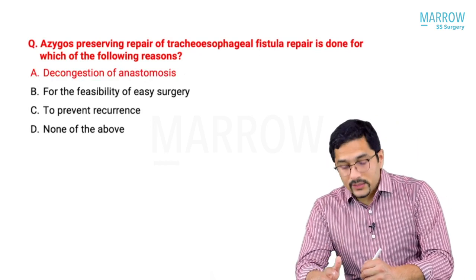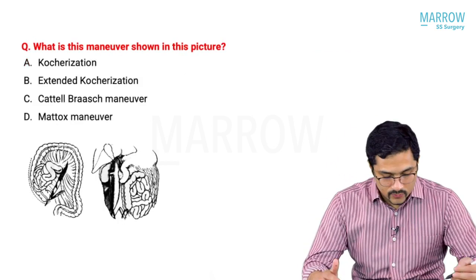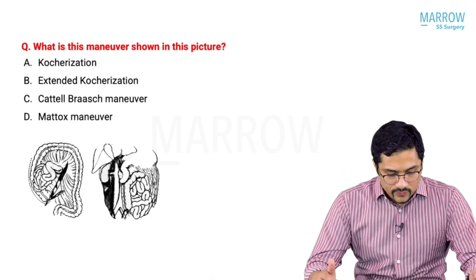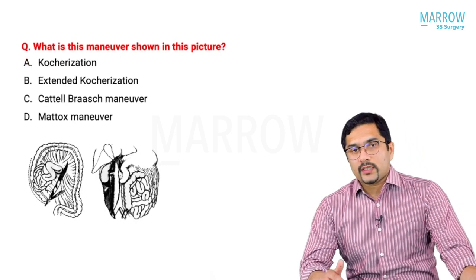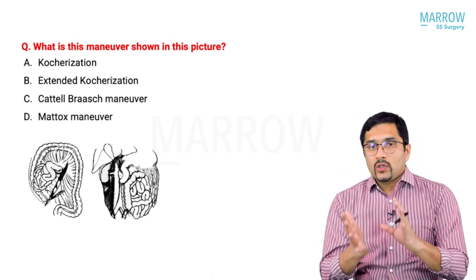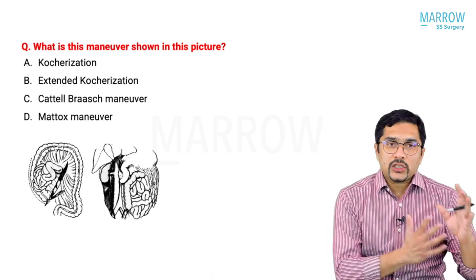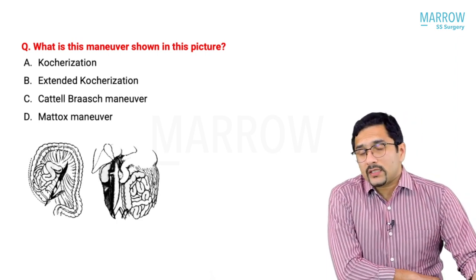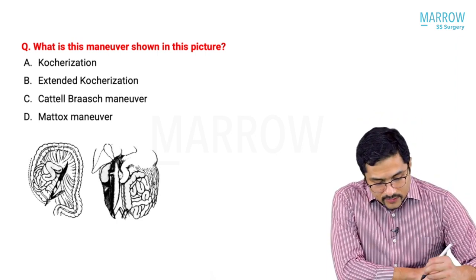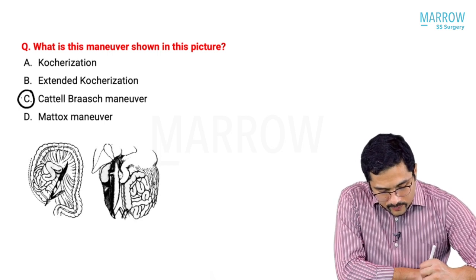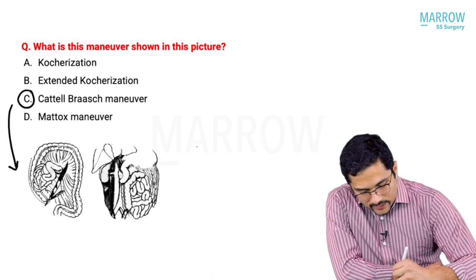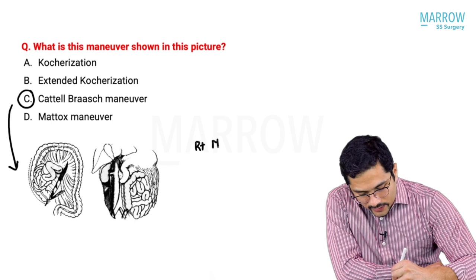So this I have already mentioned, this is for decongestion of anastomosis. Which of the following maneuver is shown in this picture? Again, these maneuvers, Cattell-Braasch and Mattox procedures, are frequently asked in the exam. This, you know, is a Cattell-Braasch maneuver, which is right medial visceral rotation.